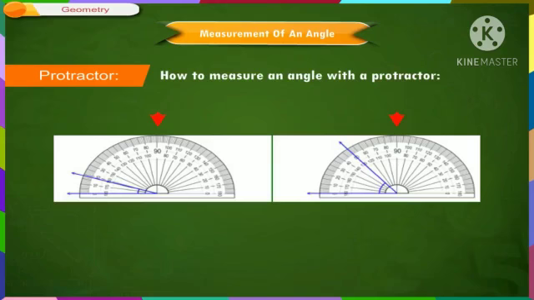In the example shown here, we have lined up the one side of the other angle with the zero of the outer set of numbers, which is on the left side. So, to measure the angle, we need to read the outer scale.